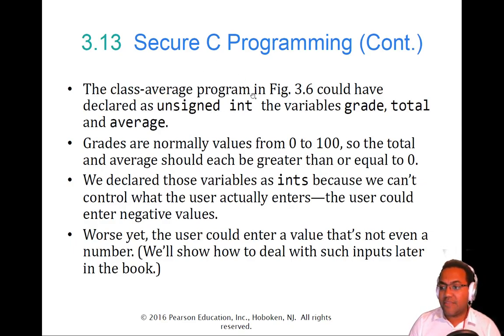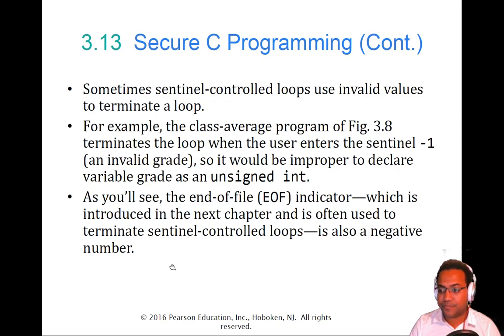The class average, well, you will probably have to do that. So, the class average program could have declared an unsigned int the variables grade, total, and average. Grades are normally values from 0 to 100, so the total and average should be greater than or equal to 0. We declared those variables as ints because we can't control what the user actually enters. The user could enter negative values, and for unsigned integers, that's not necessarily allowed. Worse yet, the user could enter a value that's not even a number. We didn't validate for that, but that's actually very important. If I added something other than a number to that program, I'll get a very gnarly error, and it might even do an infinite feedback loop.